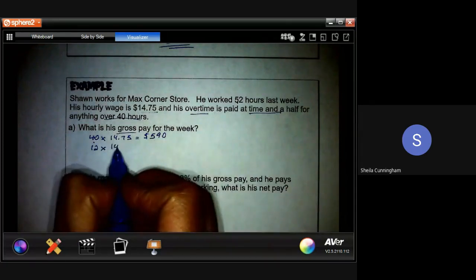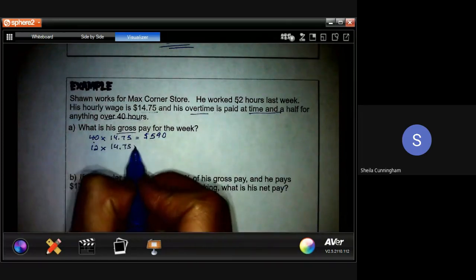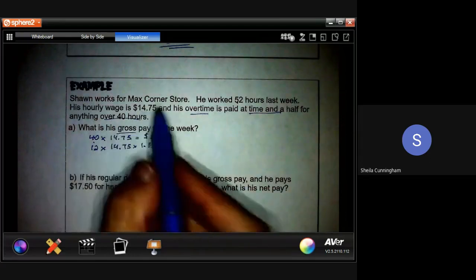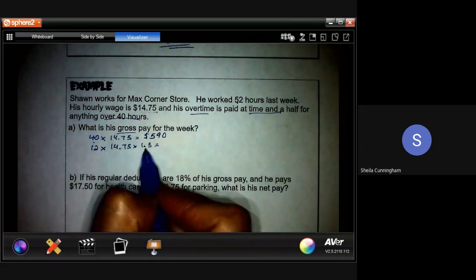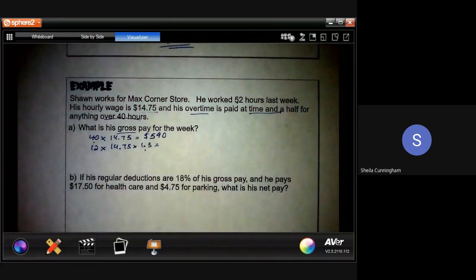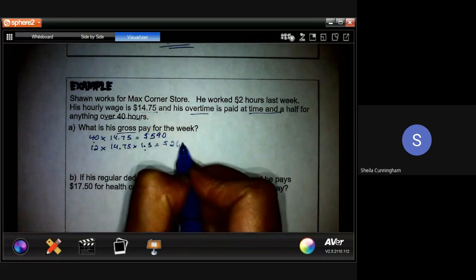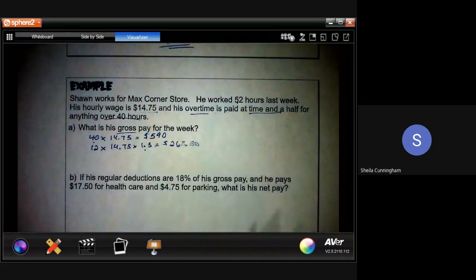And he's going to get charged time and a half, which means we're going to take his hourly wage and multiply it by 1.5. So if we take the 12 times the $14.75 times the 1.5, we find out that he makes $265.50 extra in his overtime.